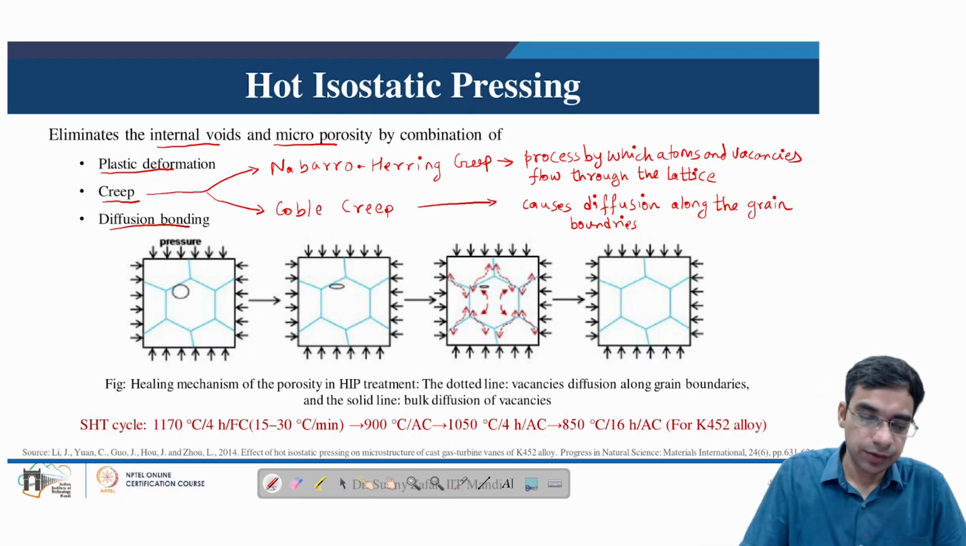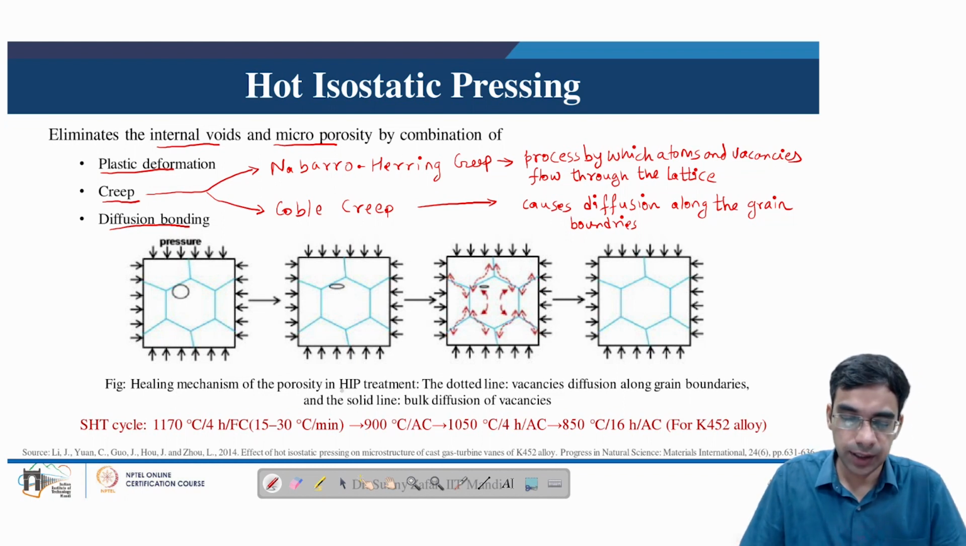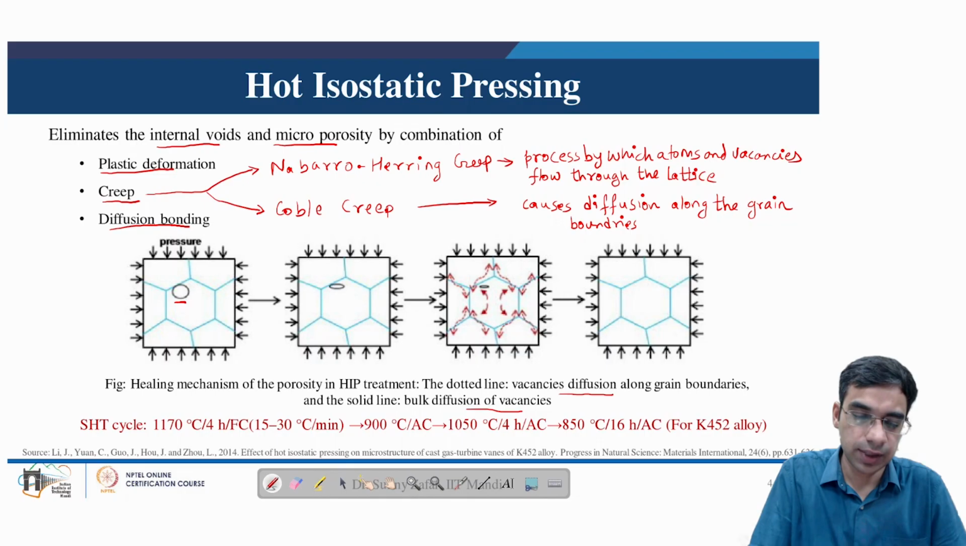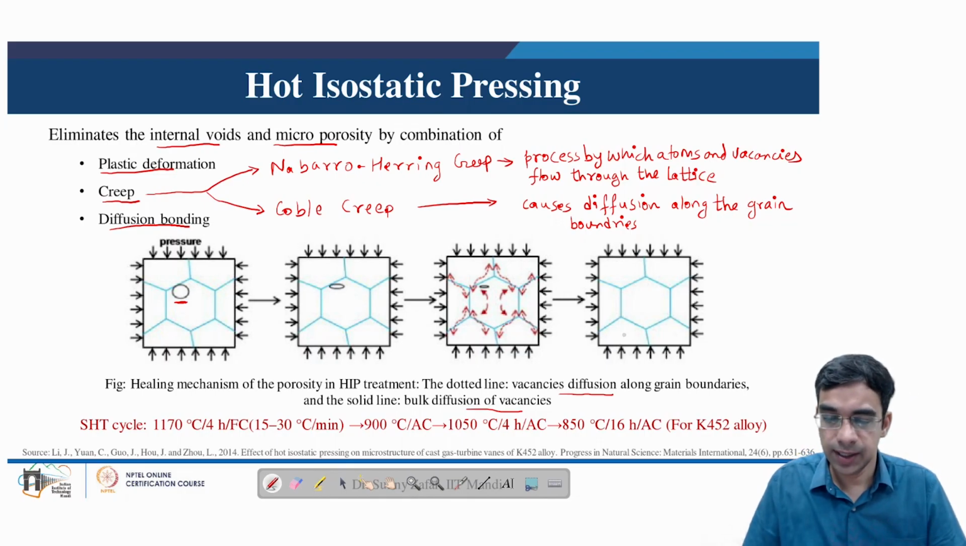And because of this, as shown here in this healing mechanism of porosity in hot isostatic pressing treatment, the dotted line shows the vacancy diffusion along the grain boundaries, and the solid line shows the bulk diffusion of the grains into the vacancies. We can see the interplay of Nabarro-Herring creep as well as Coble creep taking place during the treatment. This results in healing of the porosity which was there in the beginning, and in the end we can see the porosity has healed, although the grain size has slightly reduced because of the filling up of the pore region with the surrounding material.